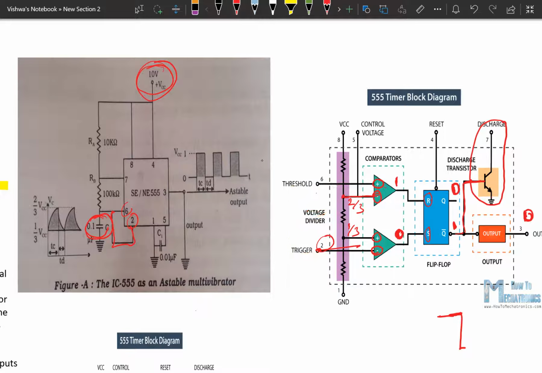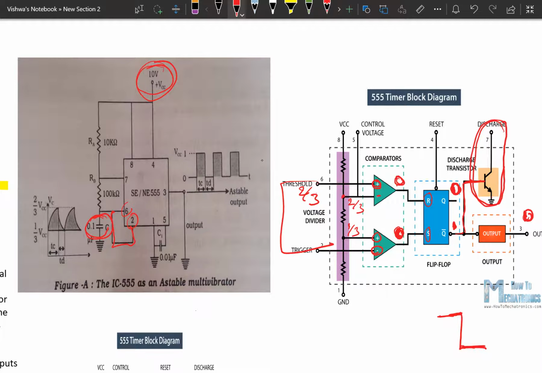When it starts discharging from the 2 by 3 value, now again what happens? It becomes less than 2 by 3 at the positive terminal, and the positive terminal is less than the negative terminal voltage, then the output becomes 0. But here also it remains 0 only. When the state changes, the output remains the same until the set is changed. So Q bar is 1, and when Q bar is 1, the transistor discharges and the output is 0. This is again 0 only.